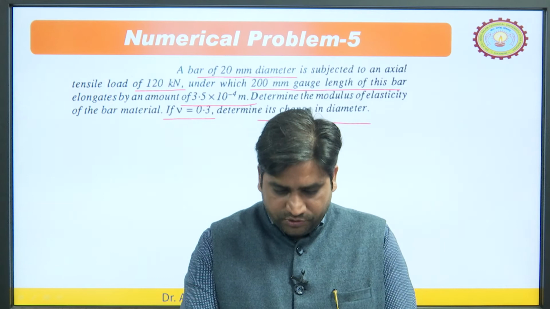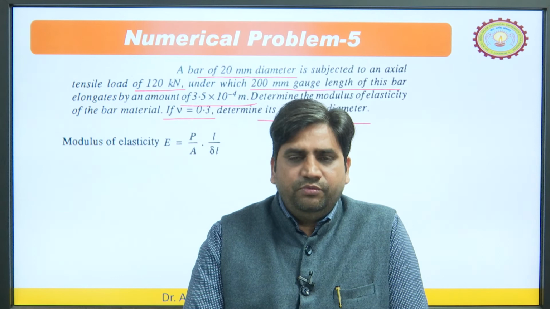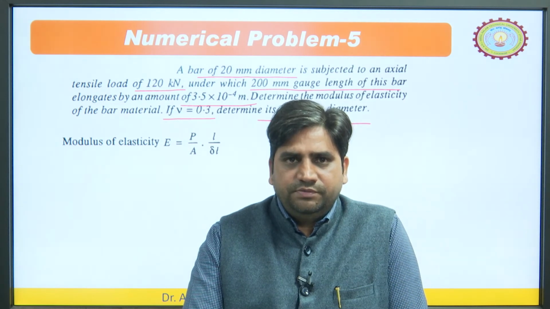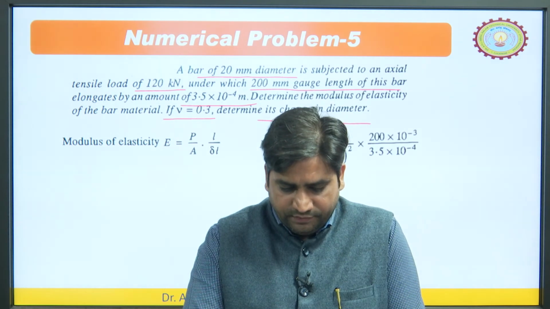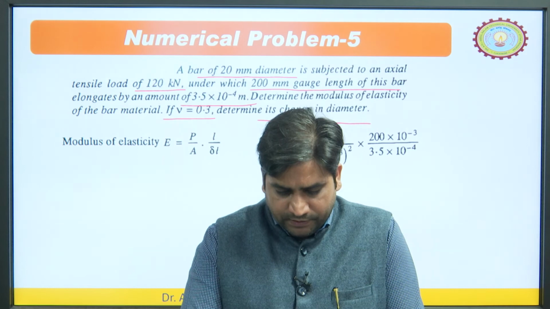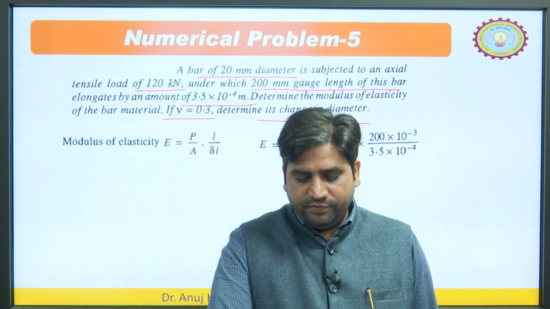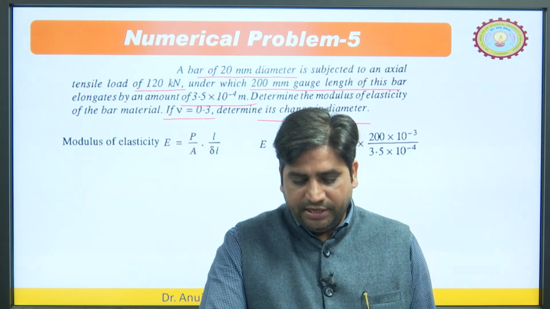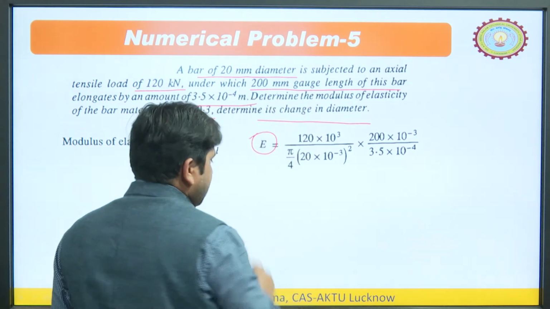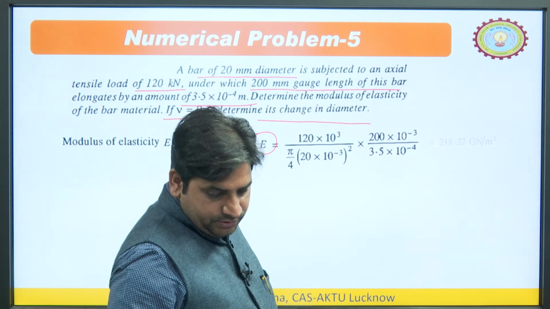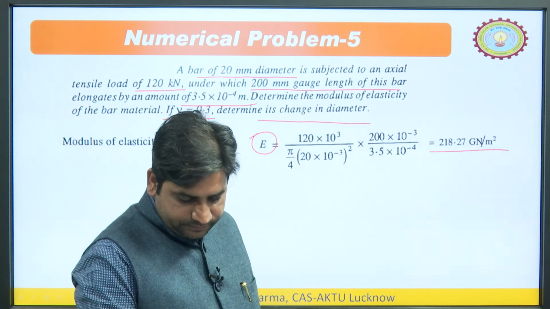So, quickly I am going through this numerical. Modulus of elasticity is P upon A into L by delta L. This formula you can easily remember; from P L upon A E this formula has come. All the values are given: P is given to you, A you can calculate as pi by 4 d square, length is given, delta L is given. So, all 4 values are given, and you can easily calculate the modulus of elasticity. So, this is the modulus of elasticity, in giga-Newton per meter square, which means gigapascal.